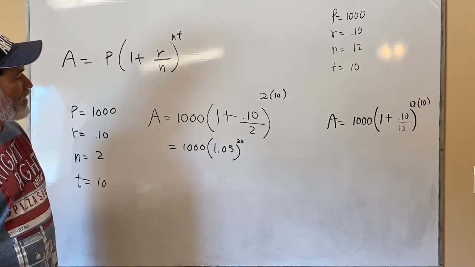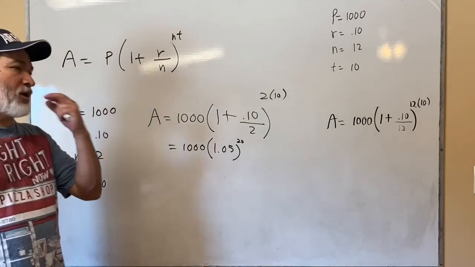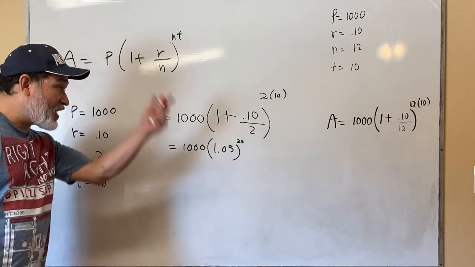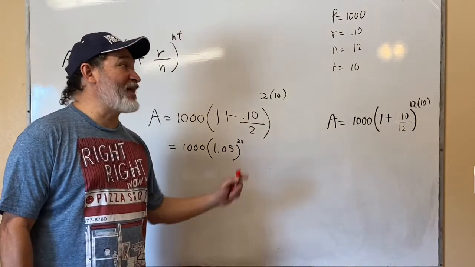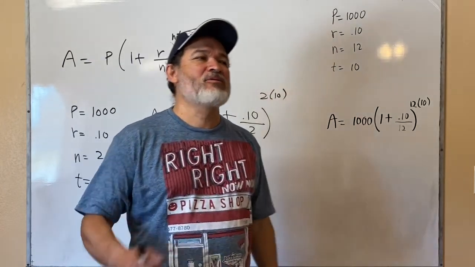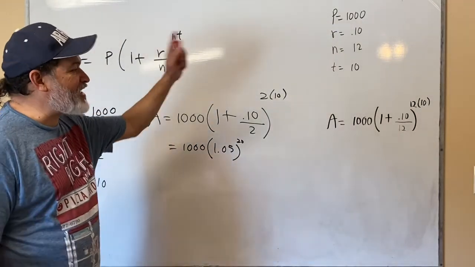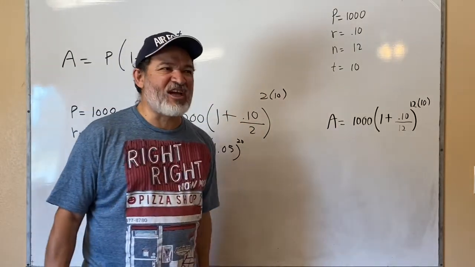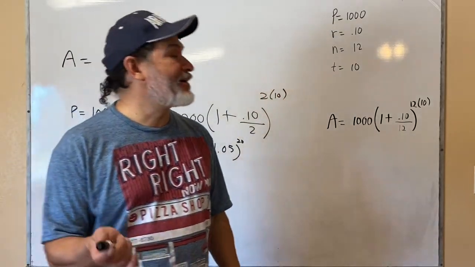Okay. The larger the number of compounds, the better. You could do it again. Okay, you could do 12 compounds per year. That's a monthly count, right? Compounded monthly, I should say. Why don't we keep the same amount, the same rate, the same time, but now let's change N to daily, okay? Daily.